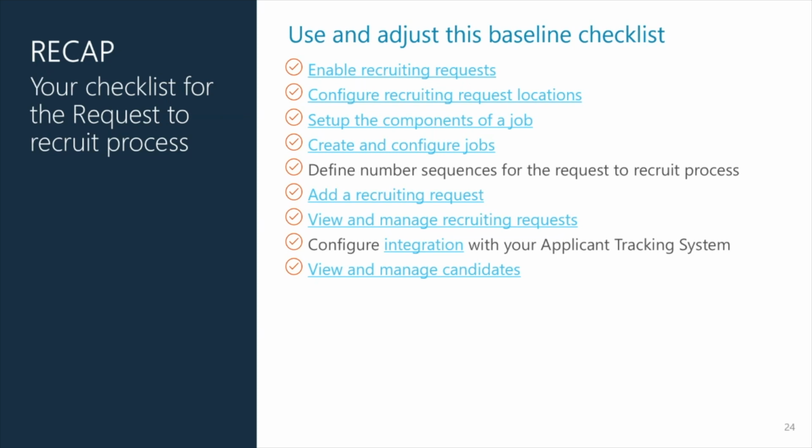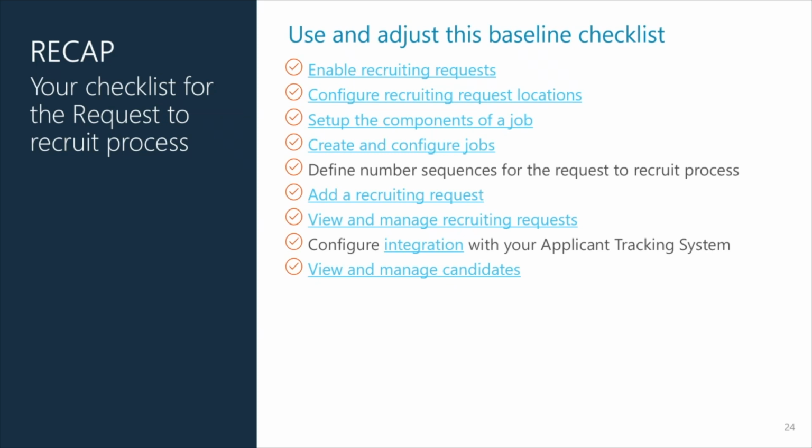You will need to define your number sequences for the request to recruit process. So there are 2 number sequences that are required. You'll set those up in the parameters page on the number sequences tab. Then you're ready to start adding recruiting requests, remembering that you can add recruiting requests in a few different ways. A recruiting request can be added directly through the employee self-service workspace by a manager on the My Team tab, or a recruiting request can be added directly in the recruiting request page by someone who has that human resources manager role.